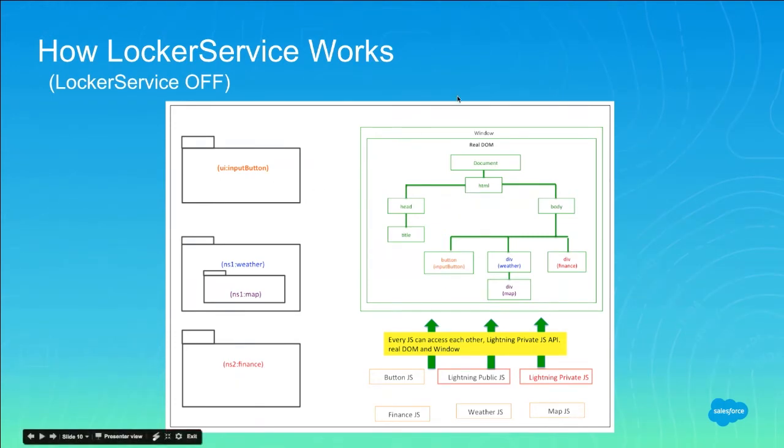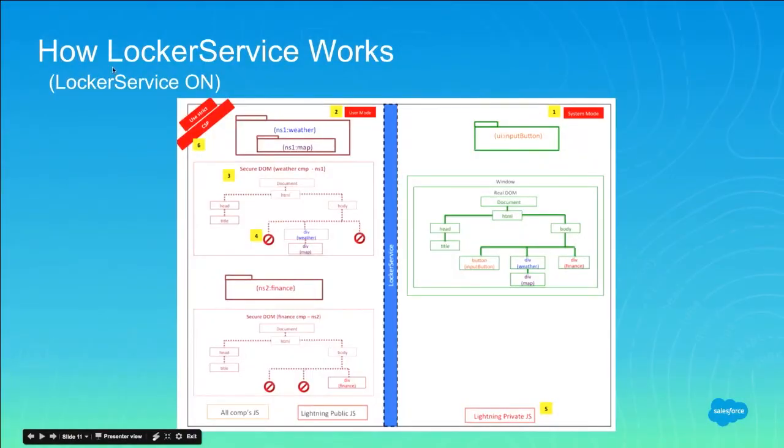So now let's move on and see how Locker changes things. On the right side of the screen, UI button, which is a Salesforce-provided component, comes from a privileged namespace because we provide it. It runs in system mode, and when you're running in system mode, you have access to the real DOM. This is not where the magic is happening. The magic is happening on the right side of the screen.